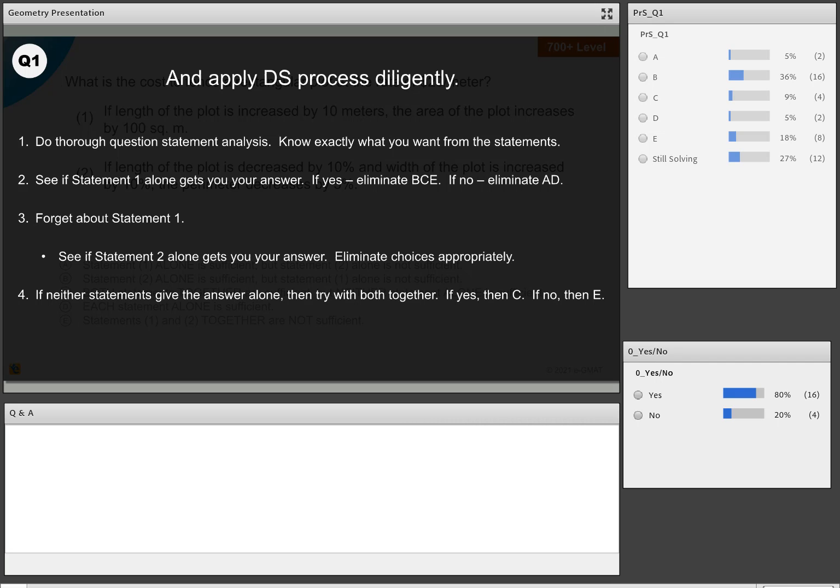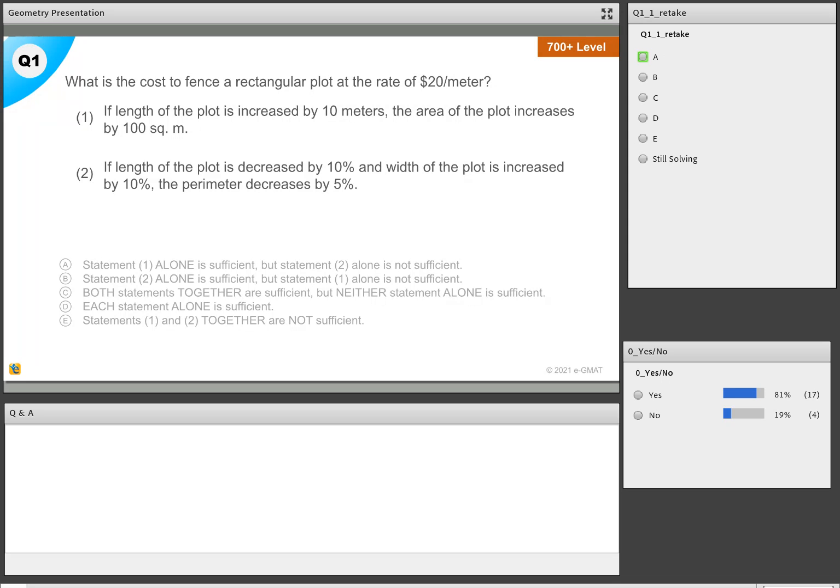Okay, all right, that being said, let me now show the question. Here it goes, retake, and please click on still solving. All right, here you go.